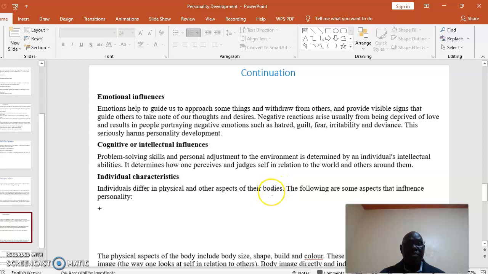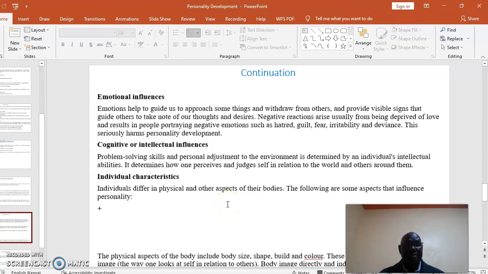Cognitive or intellectual influence. Problem-solving skills and personal adjustment to the environment are determined by the individual's intellectual abilities. It determines how one perceives and judges self in relation to the world and others around them.